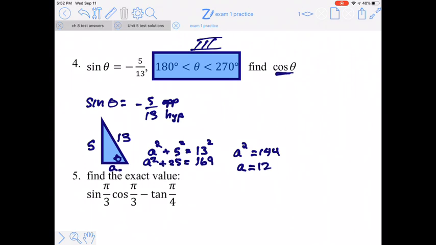So if the adjacent length now equals 12, and we want to do cosine, cosine is adjacent over hypotenuse, so we're going to say the adjacent length is 12 and the hypotenuse is 13. But because we're in quadrant 3, as we just talked about, we're going to make that ratio negative, so it's negative 12/13.